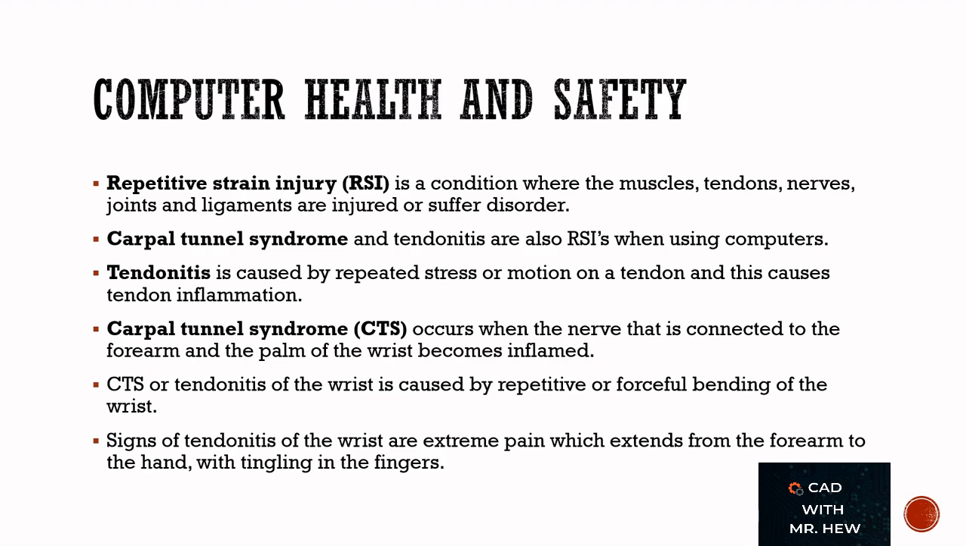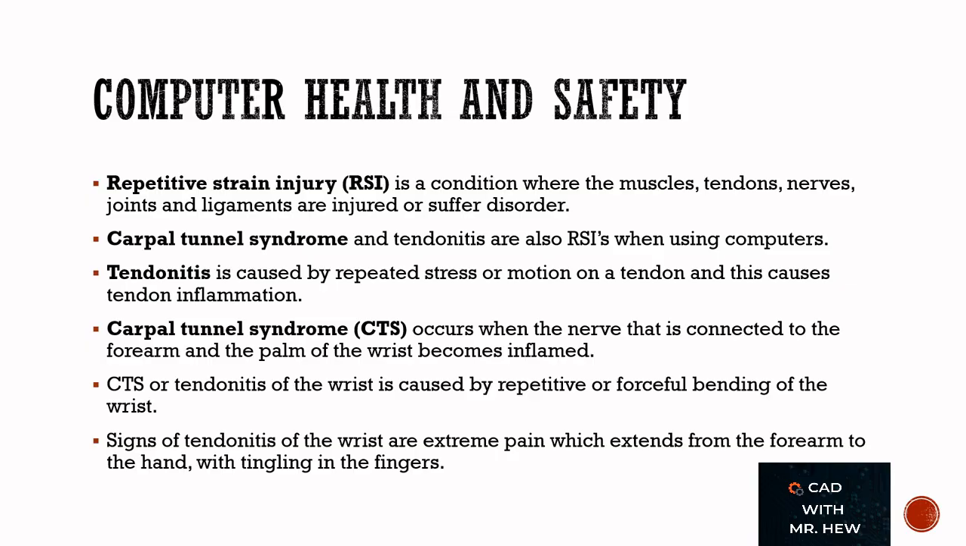Tendonitis is caused by repeated stress or motion on a tendon, and this causes tendon inflammation. Carpal tunnel syndrome, CTS, occurs when the nerve that is connected to the forearm and the palm of the wrist becomes inflamed. CTS or tendonitis of the wrist is caused by repetitive or forceful bending of the wrist.